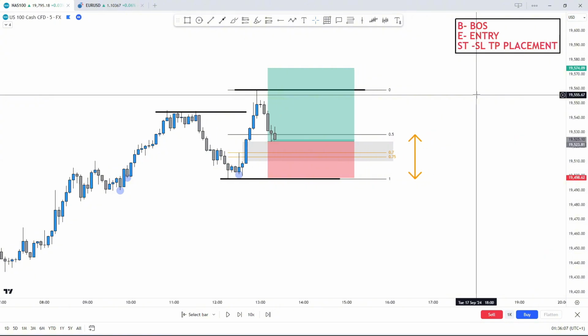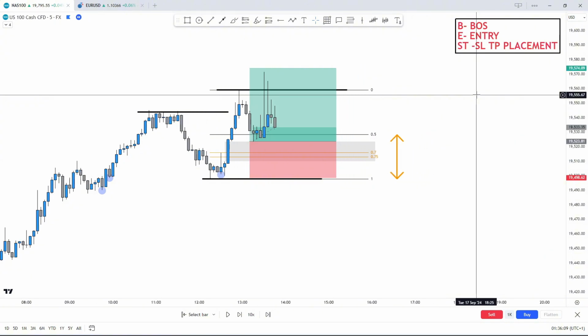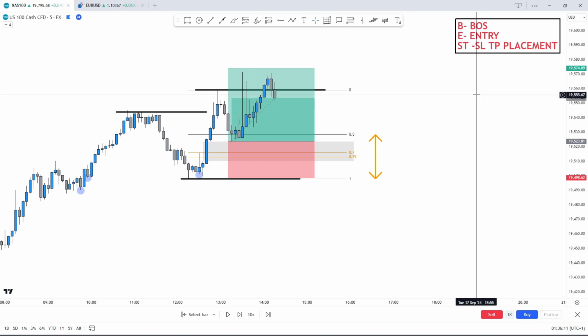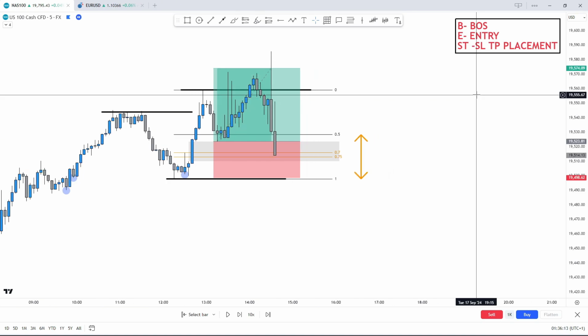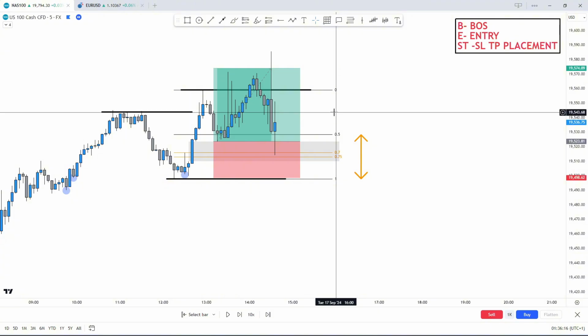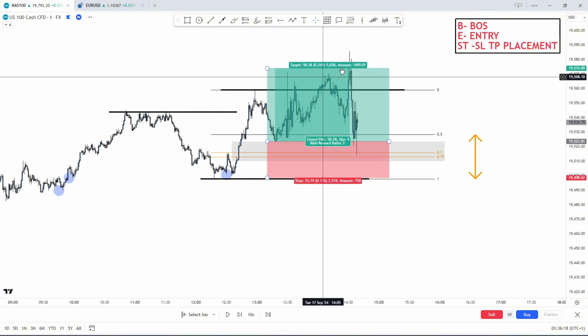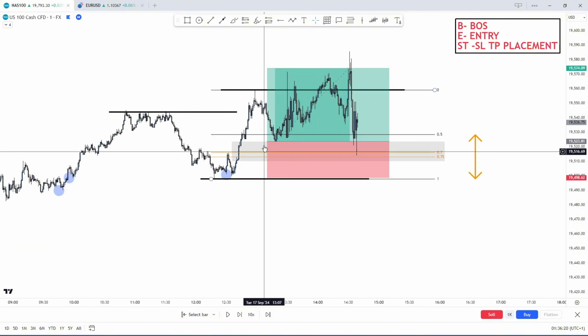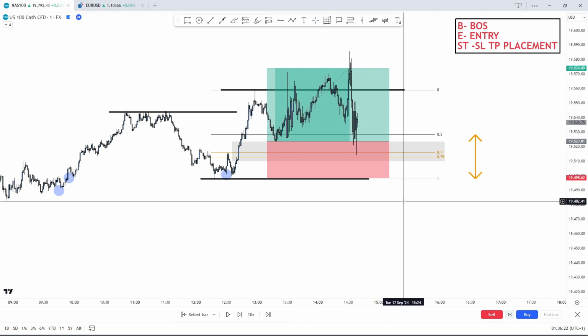Let's play this out. Tagged in there. And just like that, we get tagged out right there on a 1-minute time frame. We can see how this trade went. Entry there, TP there, done. 2 RRs secured just like that.